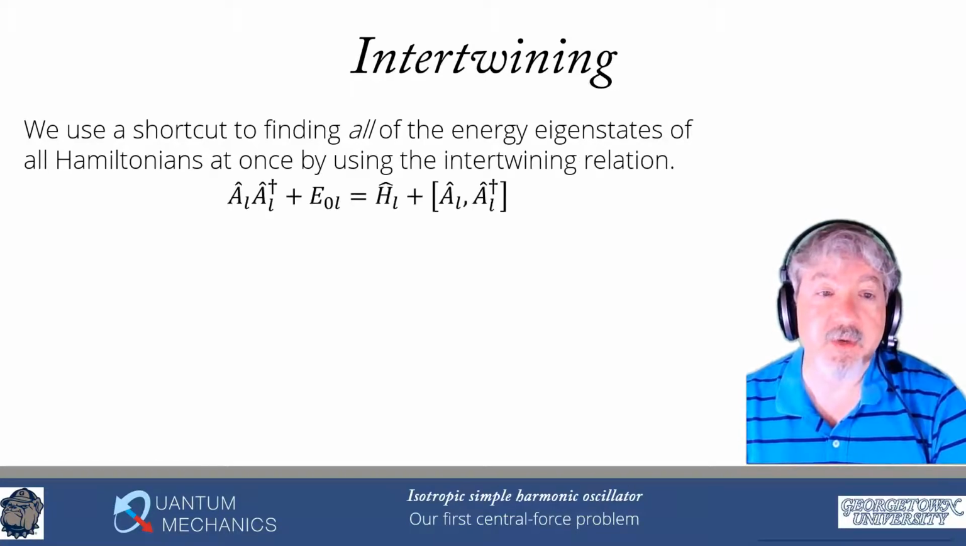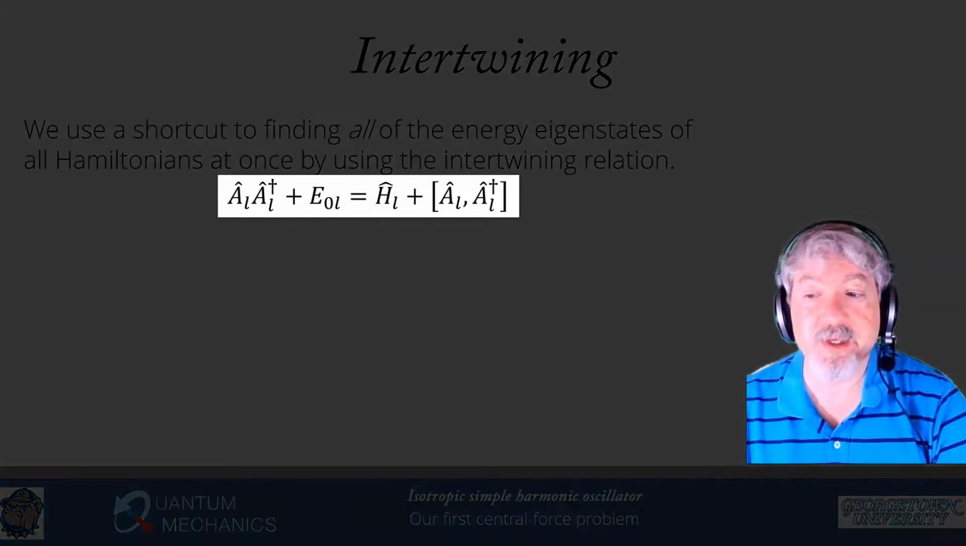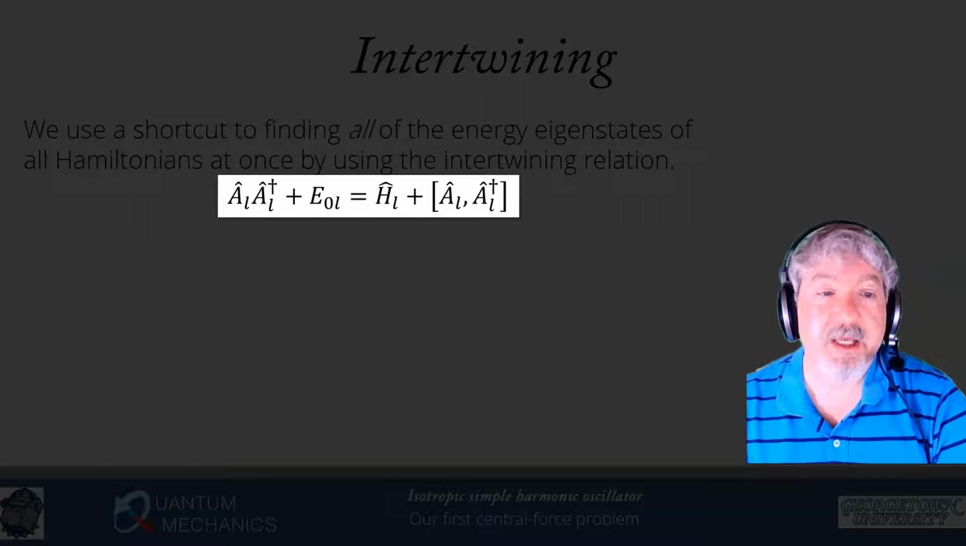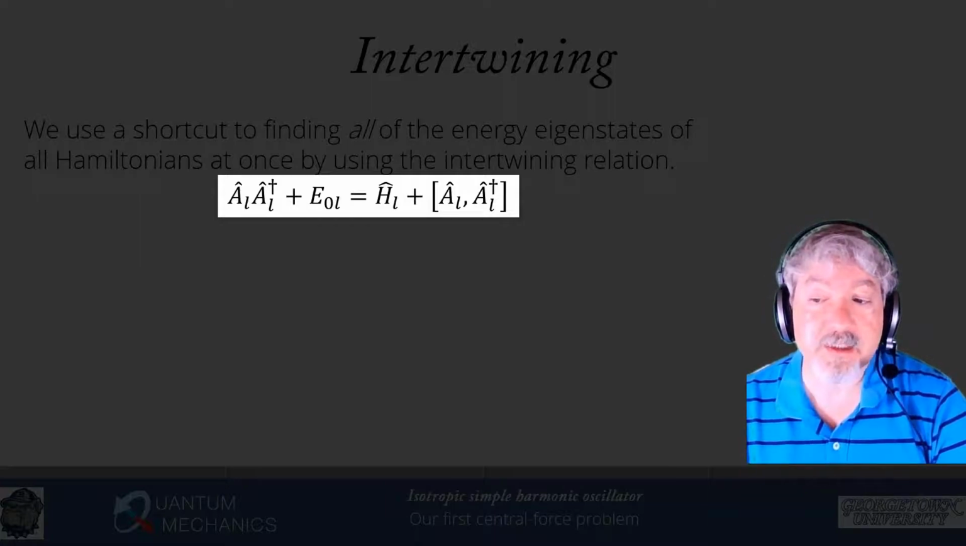So how do we do that? Well, first we got to work out what that intertwining relationship is. You have to remember that when we work with the factorization chain, we look at AL dagger plus E0L, and we normally would call that HL plus 1 auxiliary. But what we're going to do is we're going to actually try to see how does that relate to the HLs.